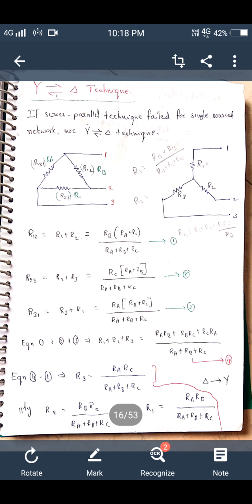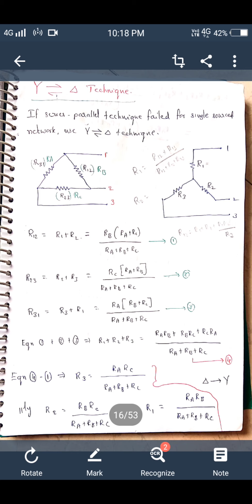Now come to the star to delta or delta to star technique. Whatever the purpose of the series parallel technique, the same applies in the star to delta, delta to star technique. But this technique is also applicable only for a single source network. That too, for a single source network, if elements are not connected in series and not connected in parallel, then only we have to use this technique. Means this technique is applicable for a single source network if the series parallel technique fails.